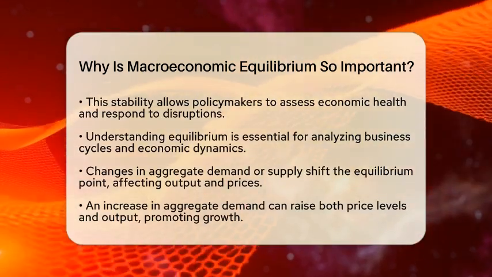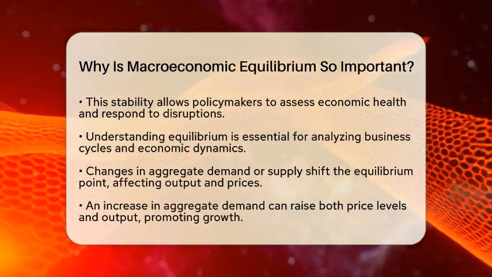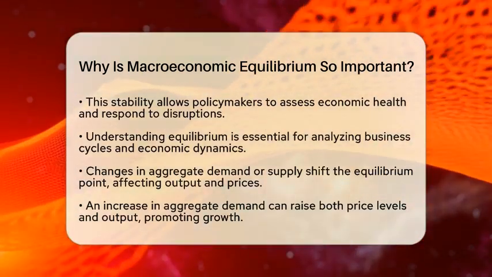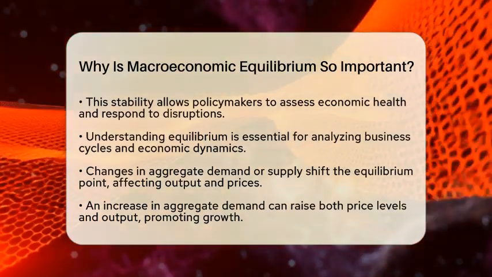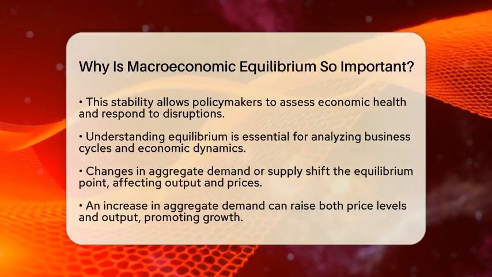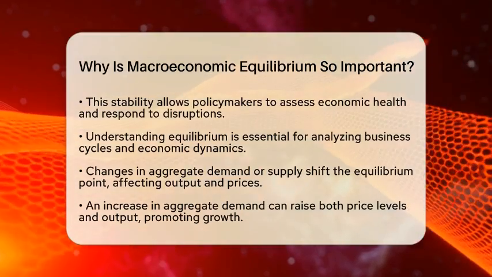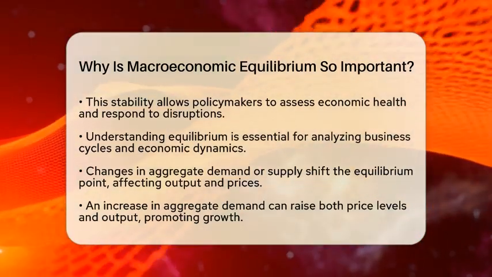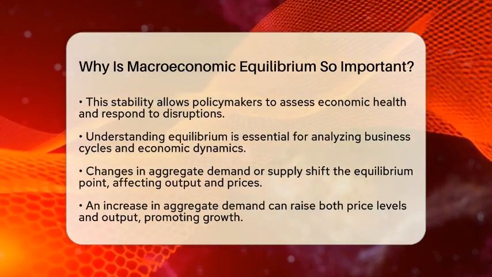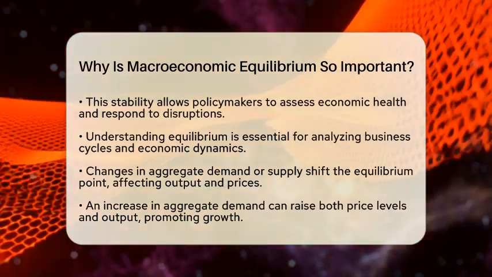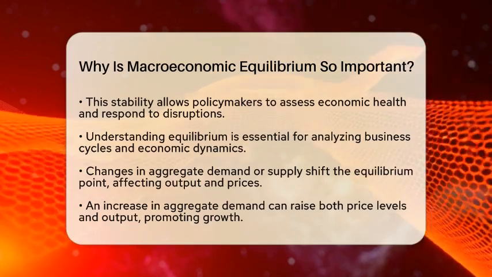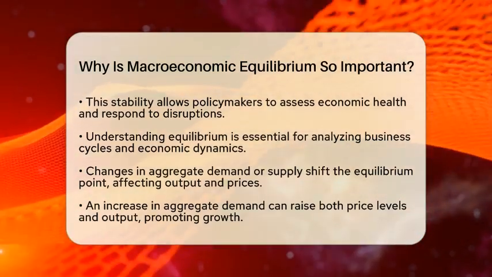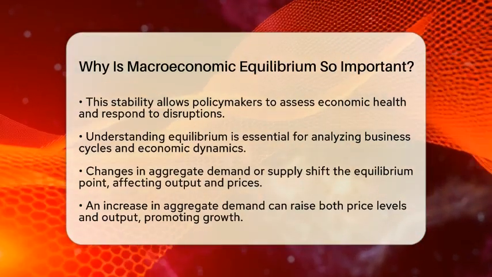Understanding macroeconomic equilibrium is also key to grasping business cycles and economic dynamics. When aggregate demand or supply shifts, the equilibrium point changes, leading to fluctuations in output and prices. For instance, if aggregate demand rises, both the price level and output may increase, potentially boosting economic growth. On the flip side, a decrease in aggregate demand can result in lower output and increased unemployment.